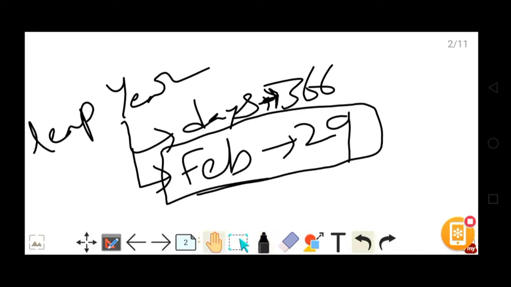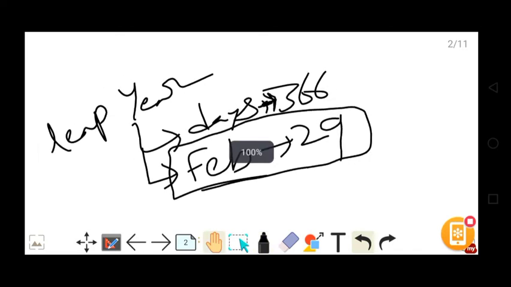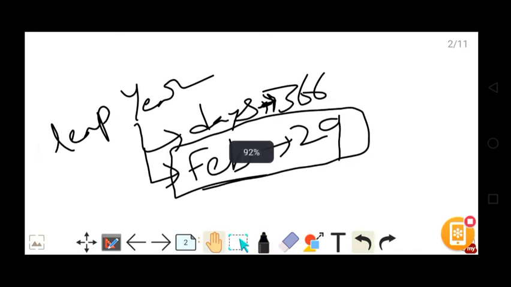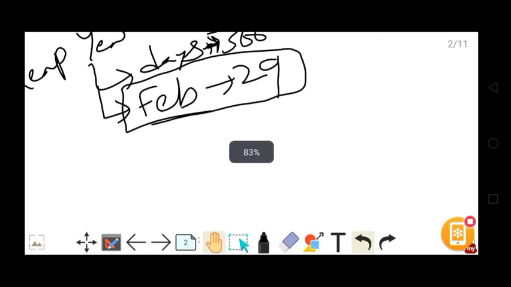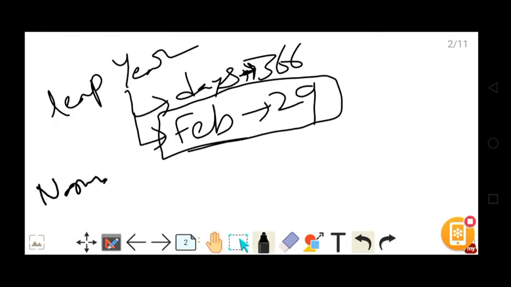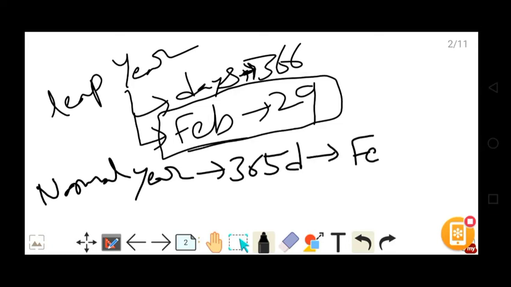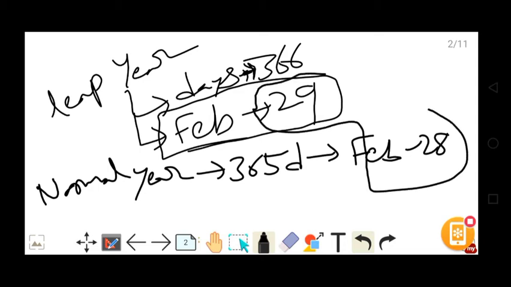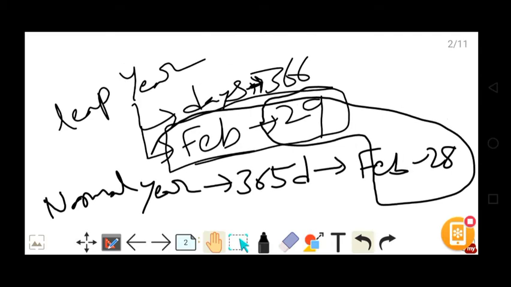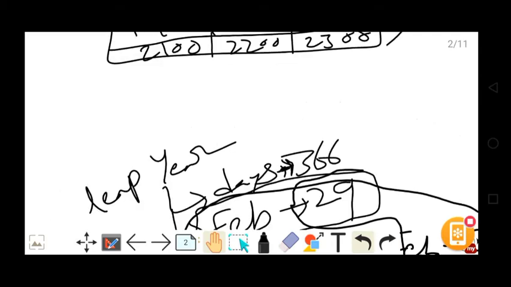In the remaining normal years, we have only 365 days. So here February has only 28 days. In a leap year, the change occurs only in February. So if you check these years, February has only 28 days.